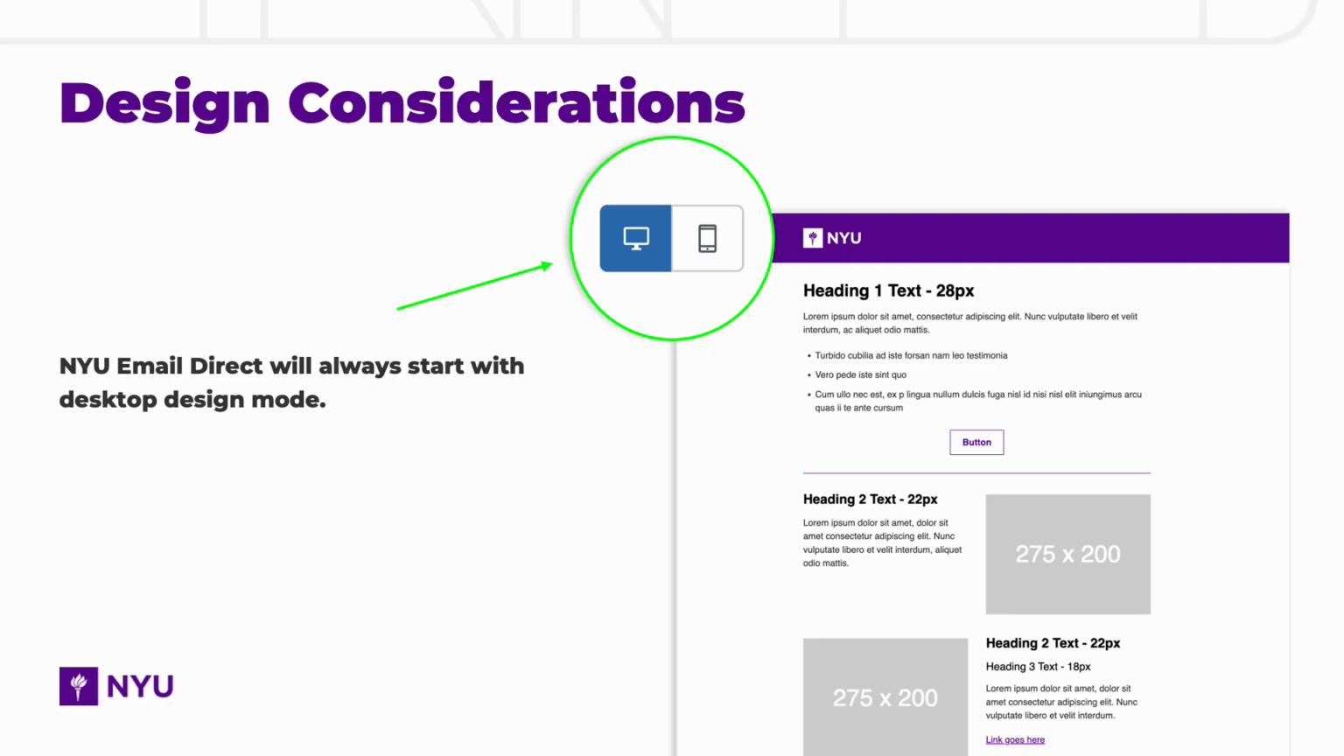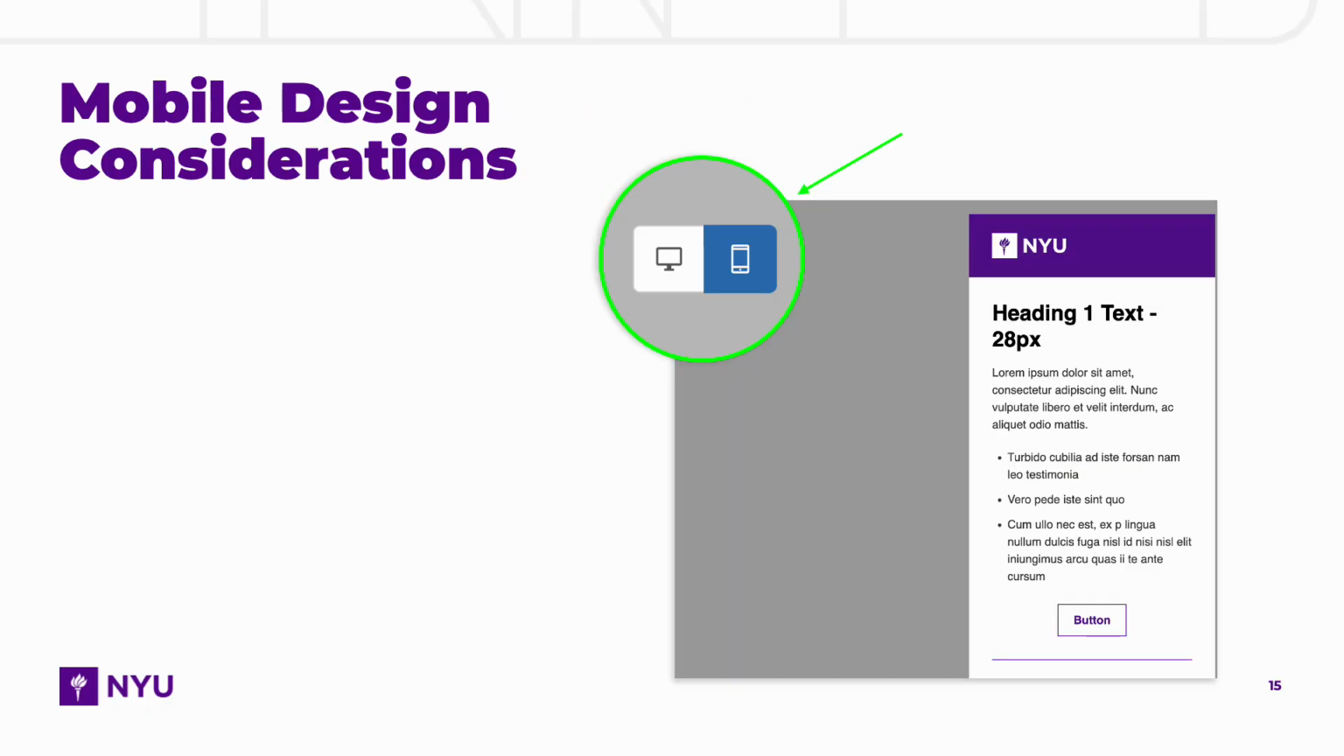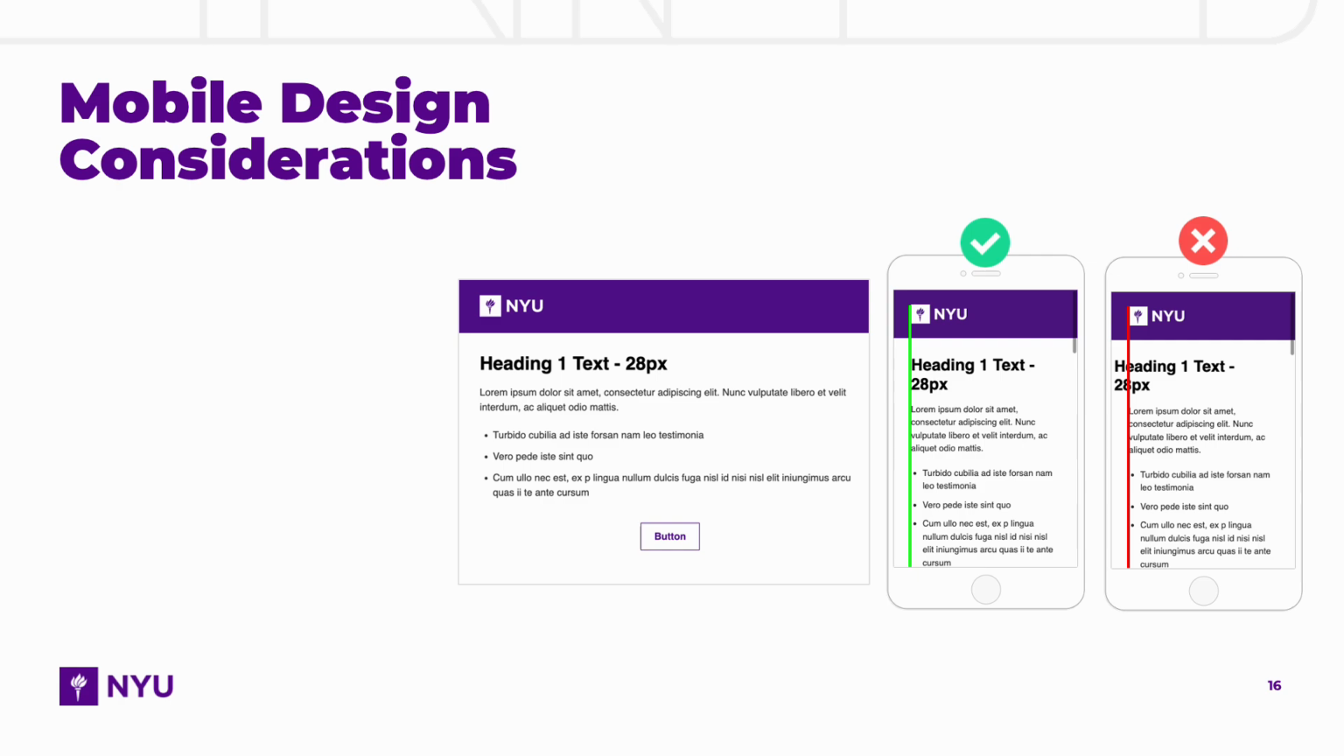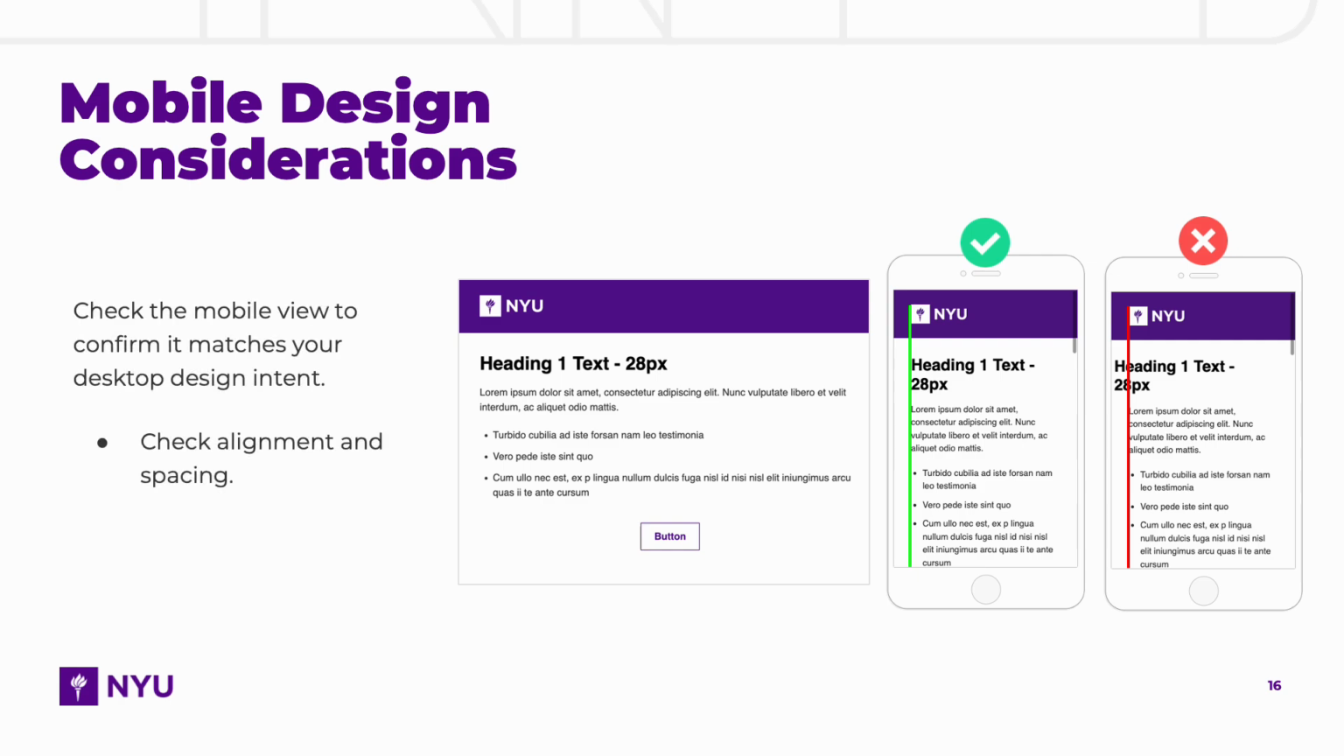NYU Email Direct will always start with desktop design mode, but don't forget to check the mobile view before sending. Most people open emails on their phones first, so mobile-friendly design is essential. In Email Direct, click the mobile icon to preview how your message appears on smaller screens. In mobile view, make sure the layout, alignment, and spacing still reflect your original design intent. Elements can shift in the mobile layout, so it's worth that final check.